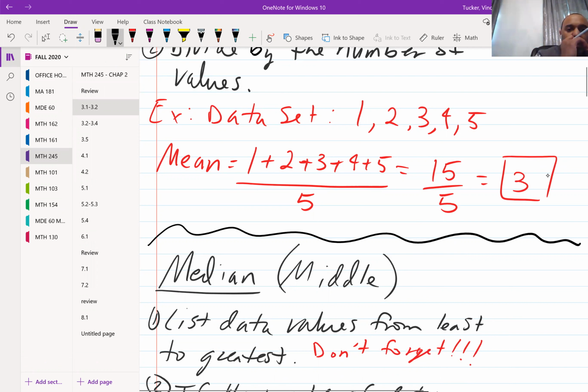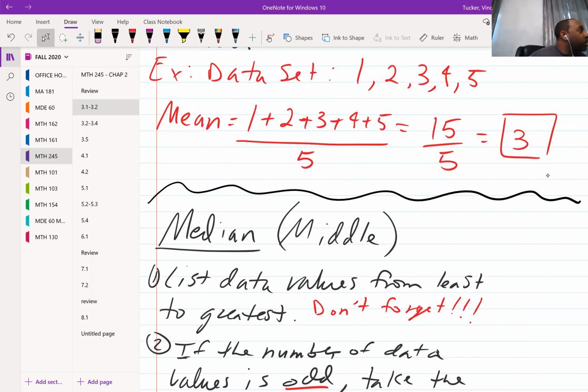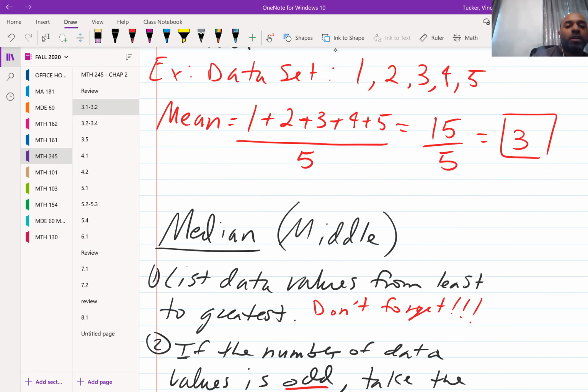All right. Next method of measuring your tendencies, we're looking at your median. And if you're talking about median, you can think about the middle value. Think about the middle value.